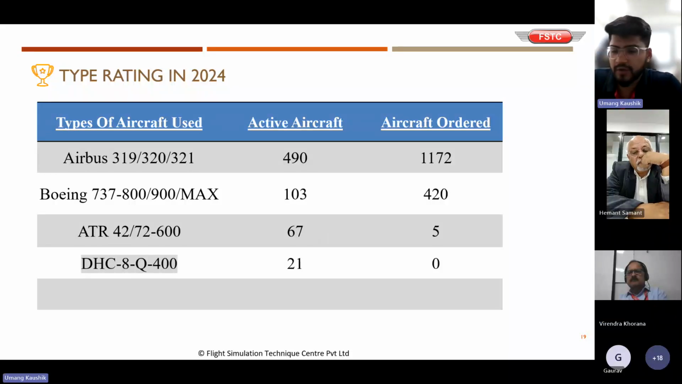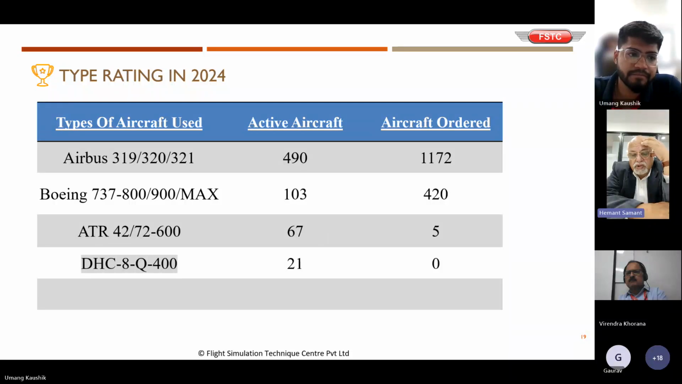So, sir, John has written a question. I'll just read it out. As of right now, should we opt for the type rating on any type, or should we wait for the CPL vacancies, taking into account the money crunch certain trainees might have? Or is it best to have a type rating?